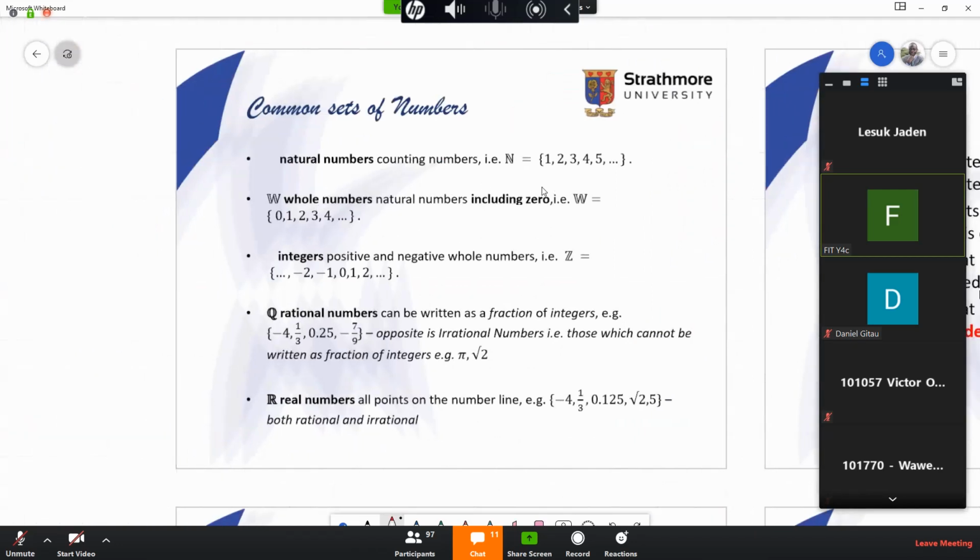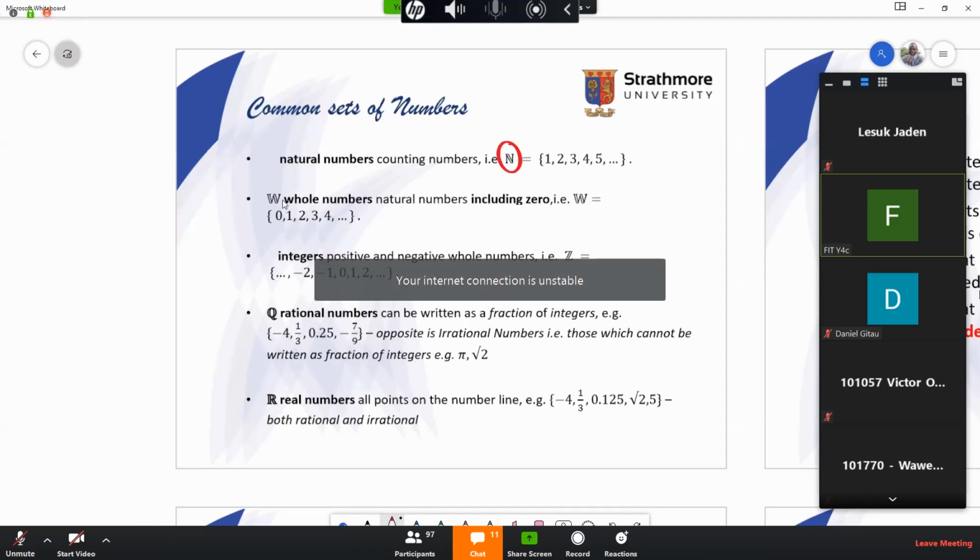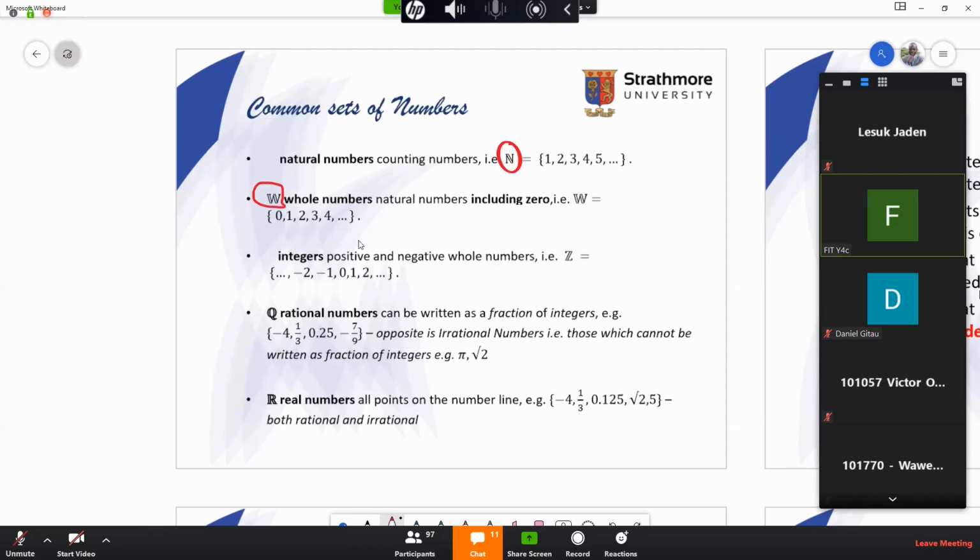The set of all natural numbers is usually written like this, double N: 1, 2, 3, 4, 5, and so on. The set of all whole numbers is the same as natural numbers, with 0 included. It is normally written like this, double W.